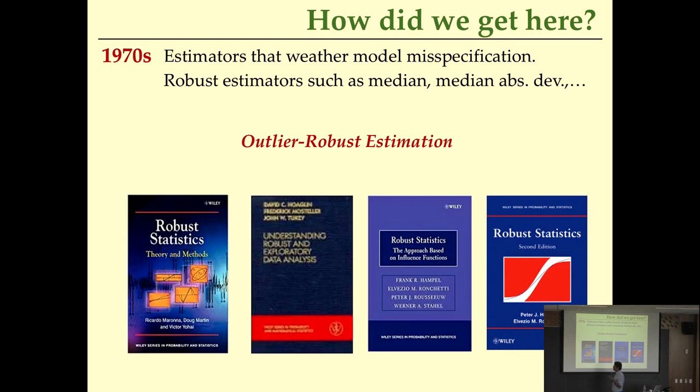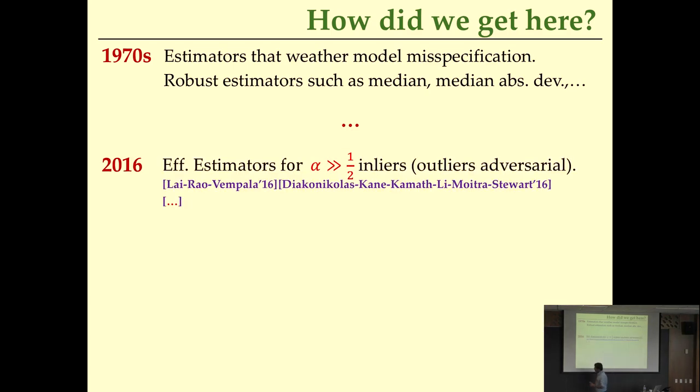And so the whole question was, can you take this literature on robust statistics and give polynomial time algorithms for the kind of estimation problems that the statisticians were looking at? And that's the area of robust statistics. This efficient robust estimators question got new energy with the 2016 papers by Lai, Rao, Vempala, and Diakonikolas, Kamath, Kane, Li, Moitra, and Stewart.